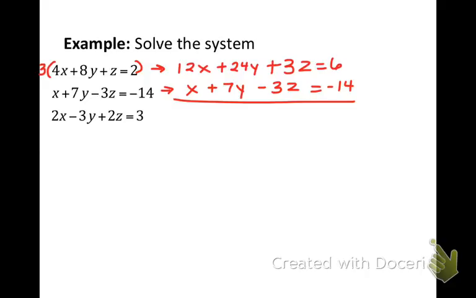Add them together, what do we get? 2 variables. So 12x plus 1x is 13x. 24 plus 7y is 31y. Z's go away. 6 plus a negative 14. Negative 8. All right. So now I have only 2 variables of x and y.